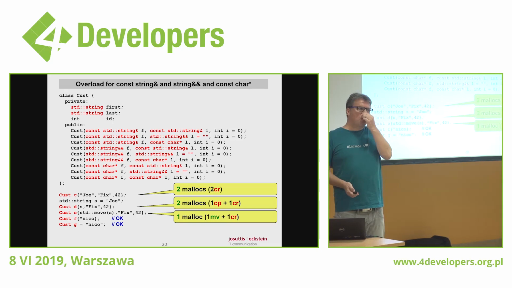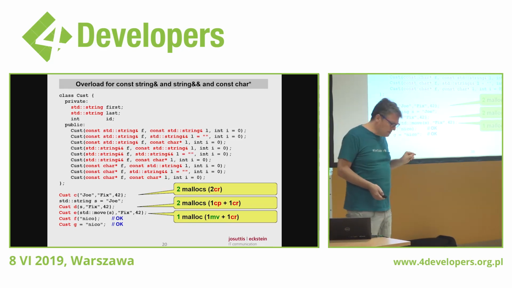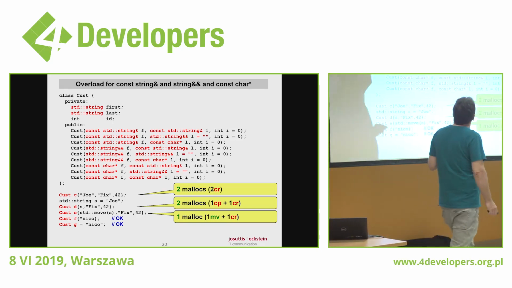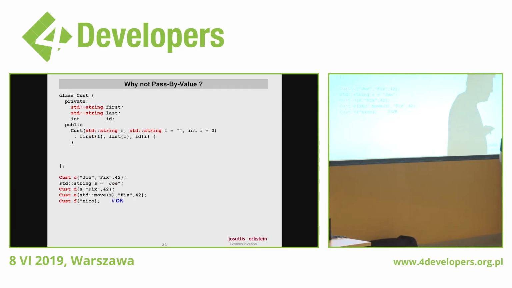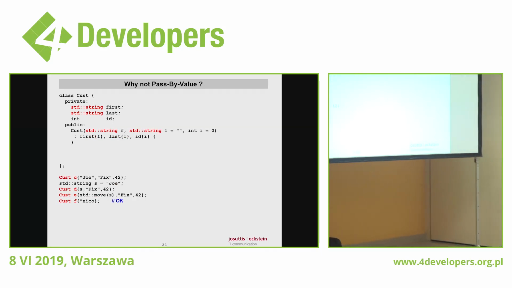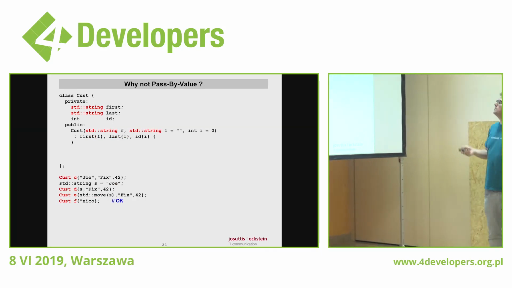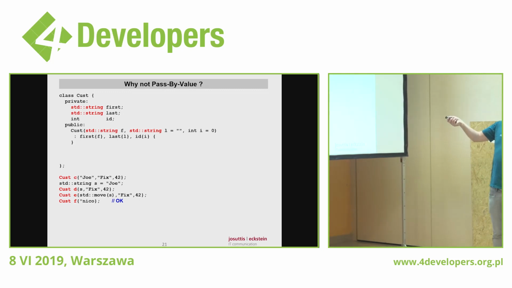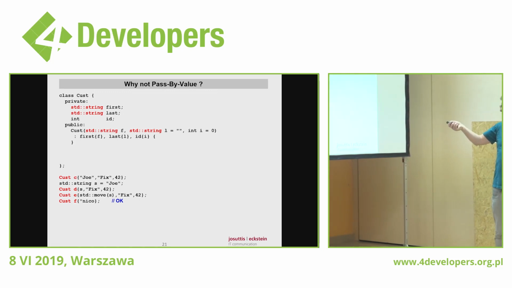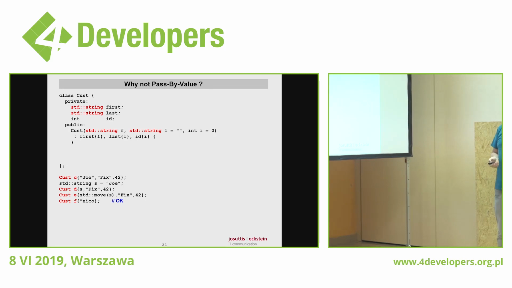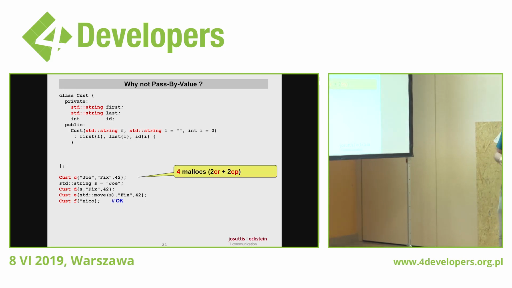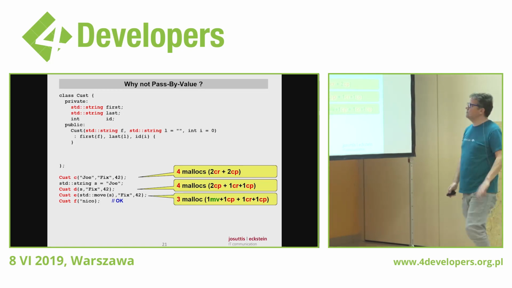So what can we do instead? First of all, why don't we just pass by value? Well, if we pass by value, we always create a new object here, and then we create a copy to initialize the first and the last name. So we have 4 memory allocations, 4 here, 3 here. That's 11 altogether. That's far too much.